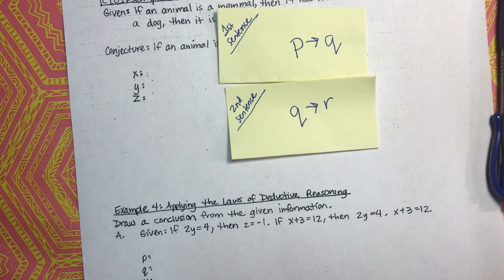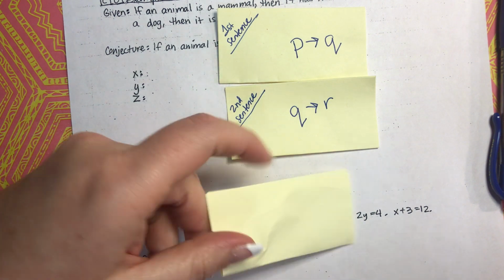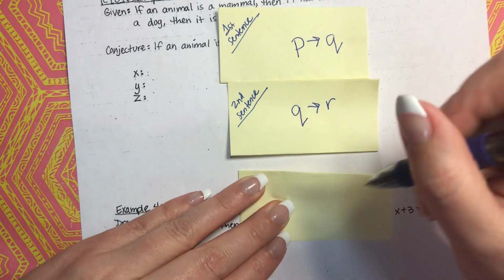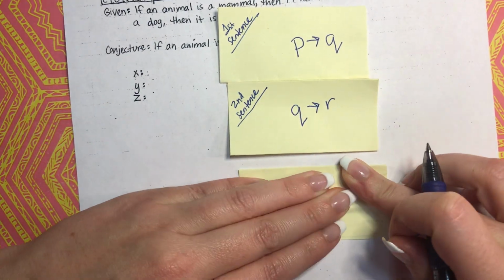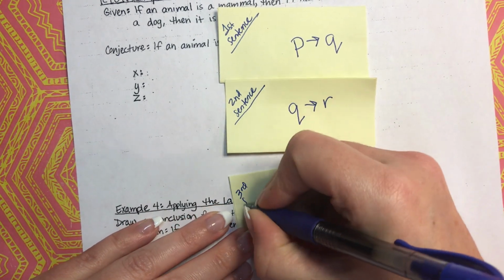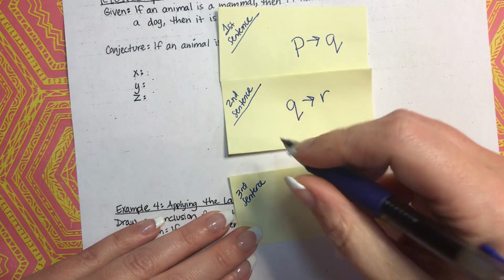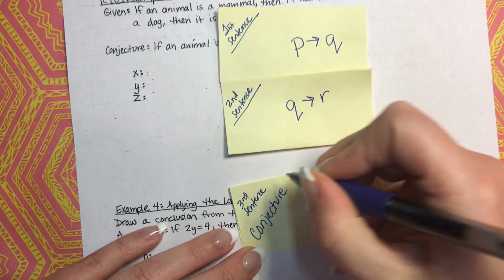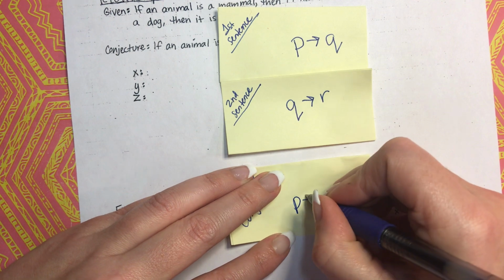Okay, I'll say, that doesn't look very good. Can you see that? Okay, this would be the third sentence. Oh man, third sentence. And which would be the conjecture, right? This should be P to R.